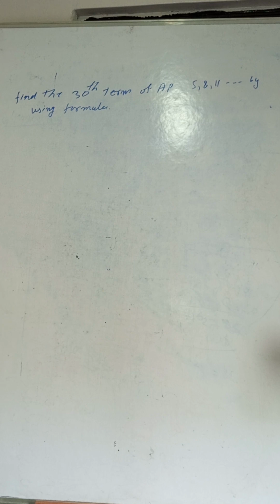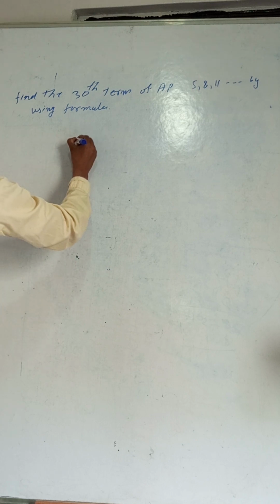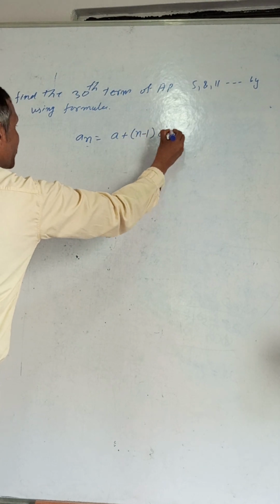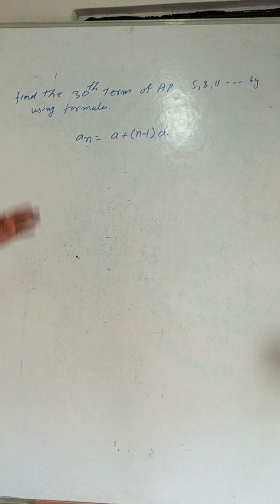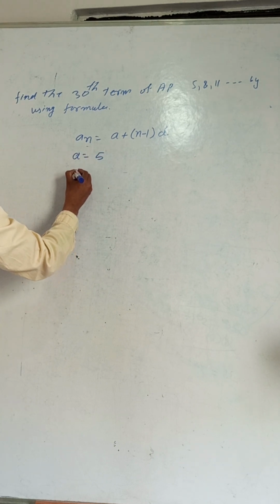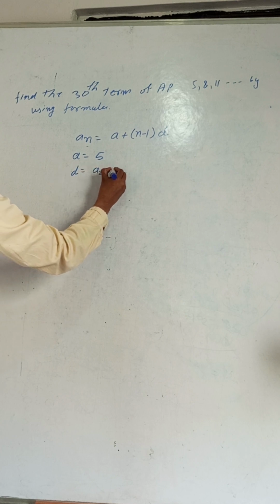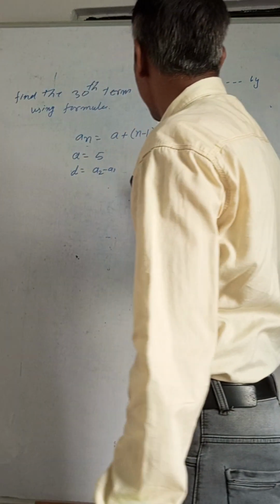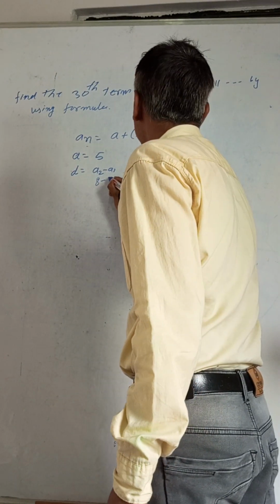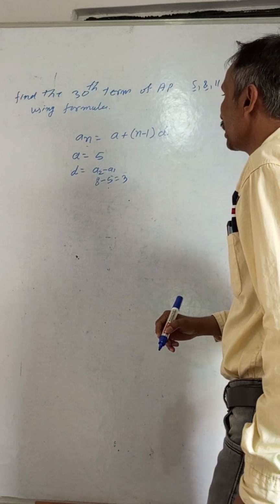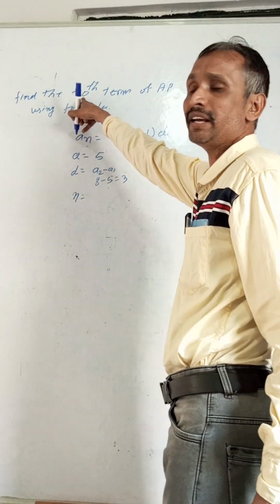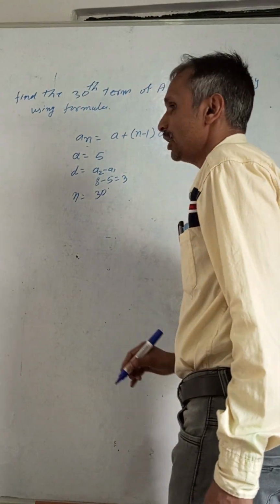So what is the formula first of all? The nth term of an AP, a_n, is equal to a plus n minus 1 into d. This is the formula for finding the terms. In this AP, a is equal to 5. d is equal to a2 minus a1, where a2 is 8 and a1 is 5, so 8 minus 5 is equal to 3. Now n is asked as the 30th term, so n is equal to 30.